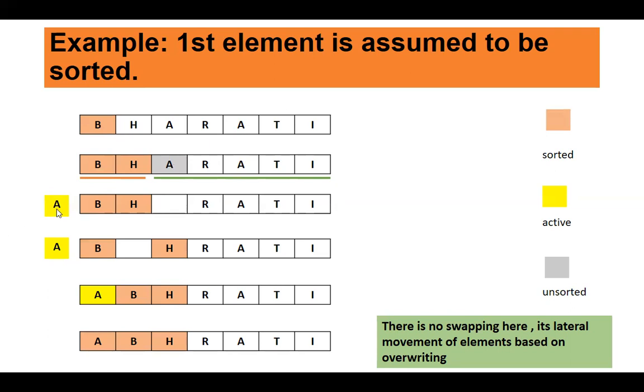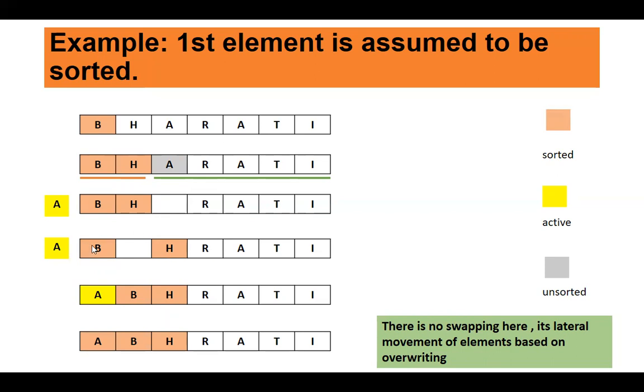Store it in a container. Of course, A is still there, though I kept it blank. I just made a copy of it and stored it in a container. Now compare it with H. H is greater than A, so we'll shift H. So H is shifted here.